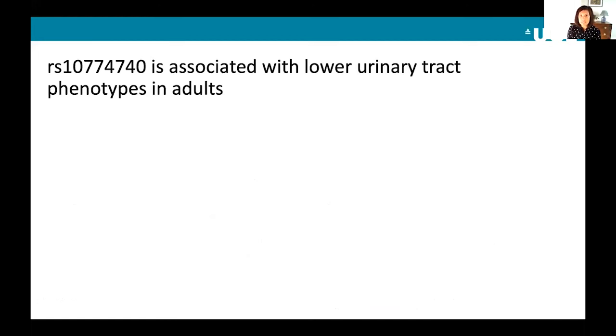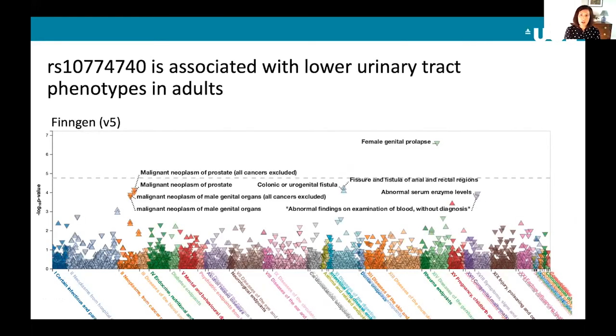Interestingly, the risk allele of this lead variant has been associated with prostate cancer, which, given PUV is a defect of the developing prostatic urethra, makes an interesting link between the developmental and cancer pathways. This is the latest release of FinnGen GWAS, and you can see here that although it's not significant in this one, there is suggestive association of this variant with, again, prostate malignancy.